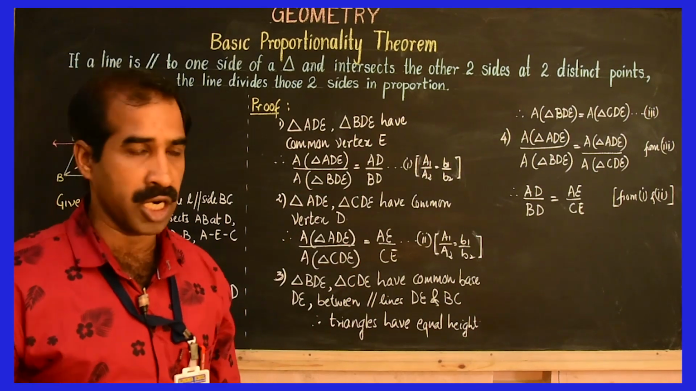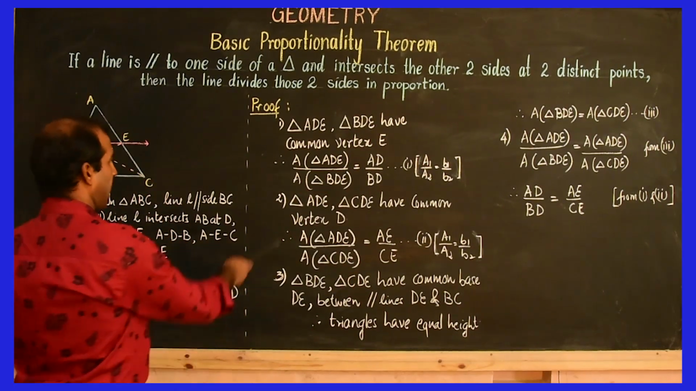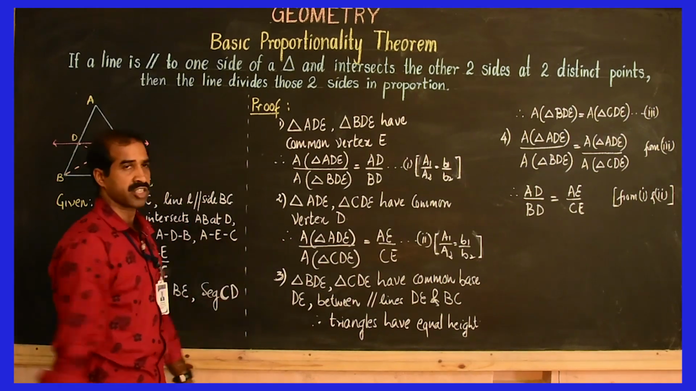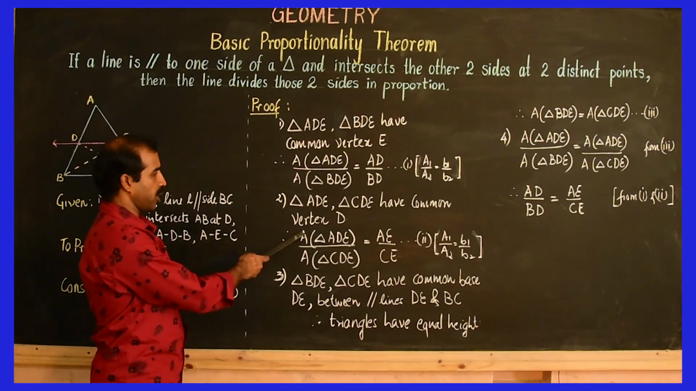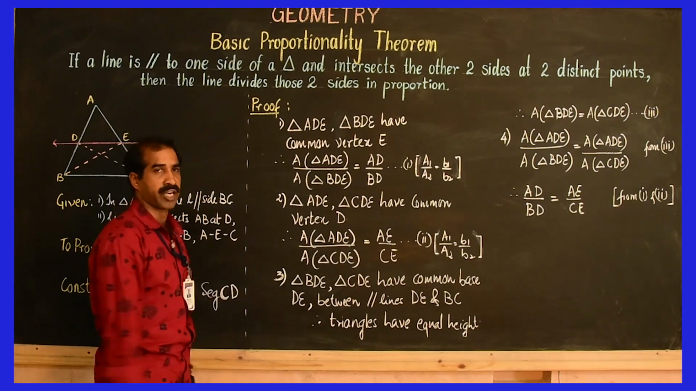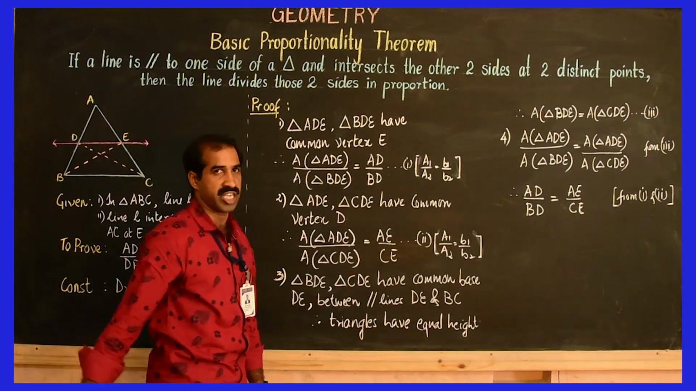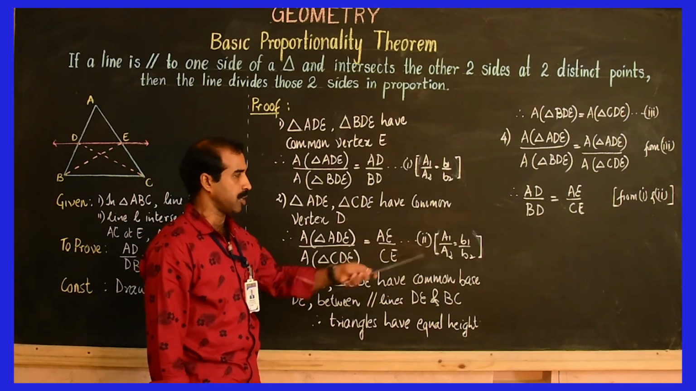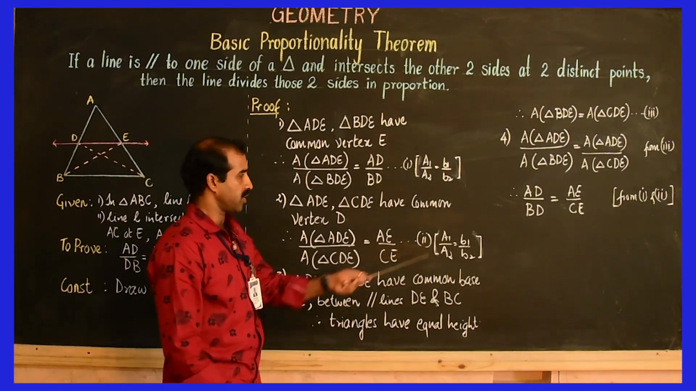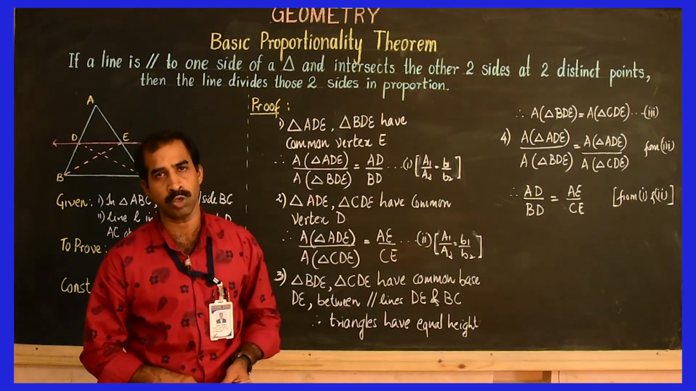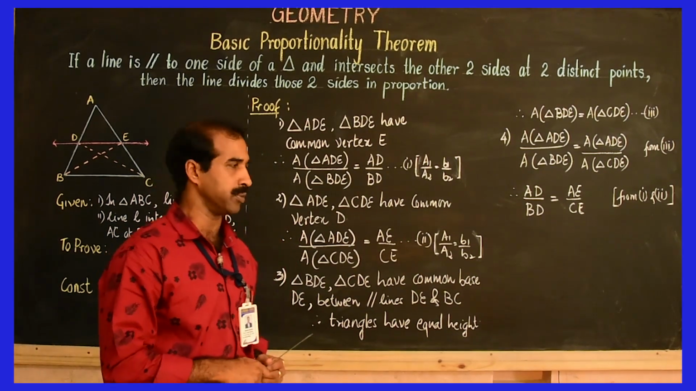So just look at point number 2 on the board. Triangle ADE and triangle CDE have common vertex D. Therefore, area of triangle ADE upon area of triangle CDE equal to AE upon CE. Consider it as equation number 2. The reason is A1 upon A2 equal to B1 upon B2 since height is common.